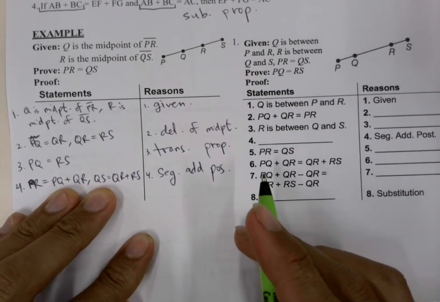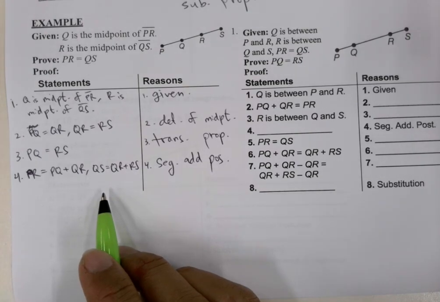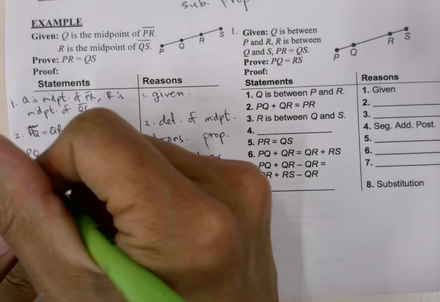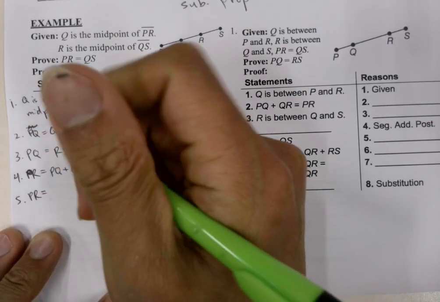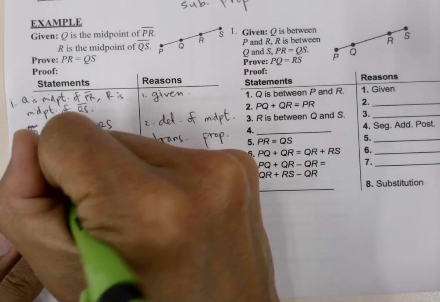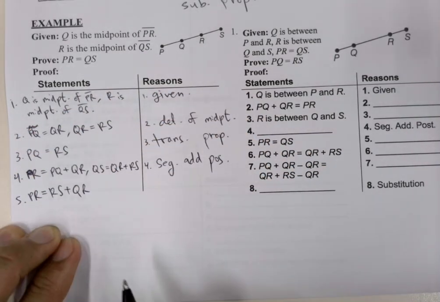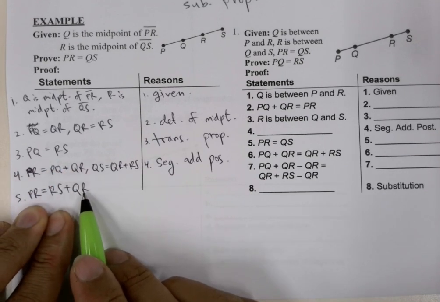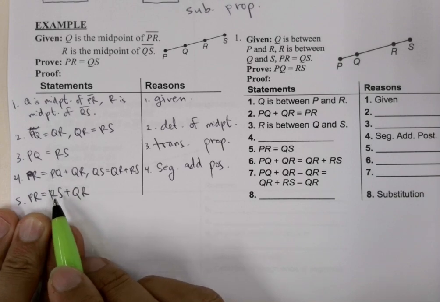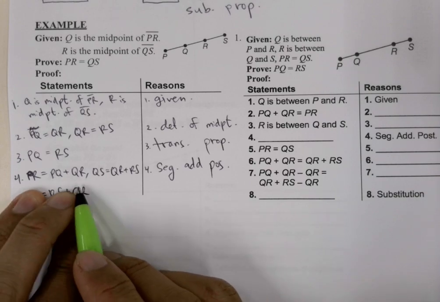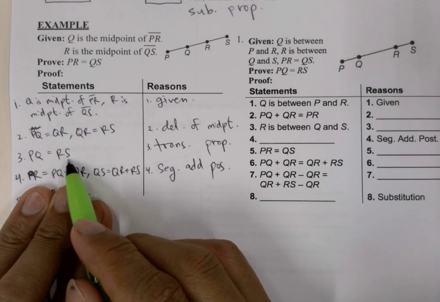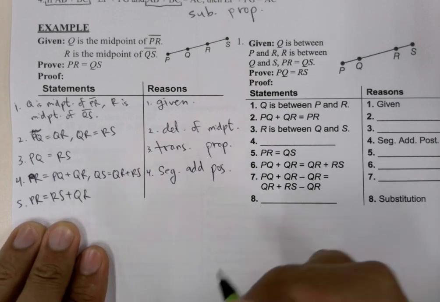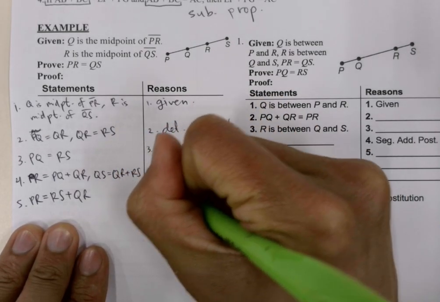So now we're here and we're almost done. We just need to do a little bit of substitution. And so my next statement, number 5, is going to say that PR is equal to RS plus QR. And how am I able to get from this equation to here? What did I do? I took PQ and I replaced it with RS. And how could I do that? It's because right here I have PQ is equal to RS. So I can replace PQ with what it's equal to, namely RS. So the reason for this one would be the substitution property.